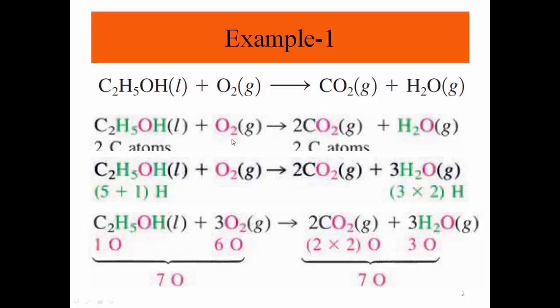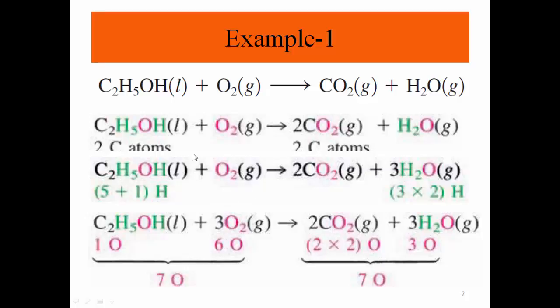Next thing is to balance hydrogen atoms. We have 5 plus 1, 6 on the left hand side, and on the right hand side we have 2. So if we place 3 as a coefficient here, on the right hand side we can balance hydrogen as well. So 3 times 2 is going to give us 6, and here we have 5 plus 1 is going to give us 6. So far carbon and hydrogen is balanced.